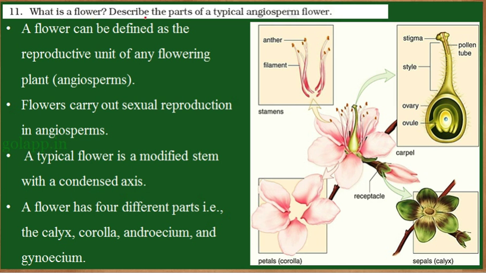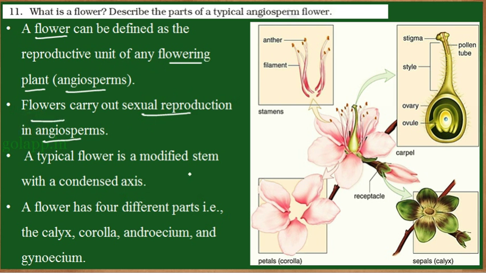What is a flower? Describe the parts of a typical angiosperm flower. So students, we have learned that a flower is a reproductive structure of a plant. In angiosperms, which are called flowering plants, the flower is the reproductive organ. In angiosperms, sexual reproduction takes place through the flower.